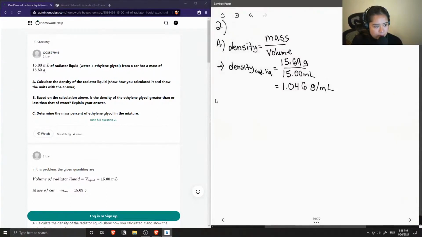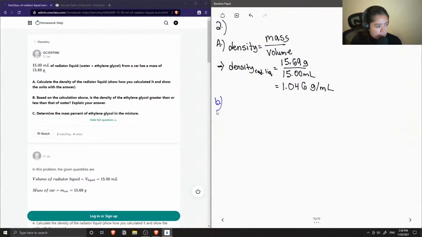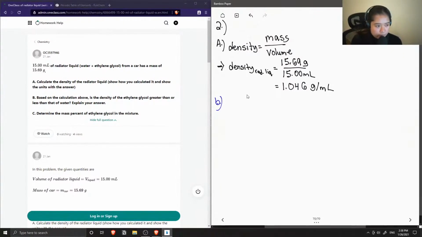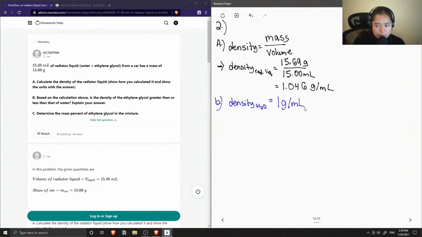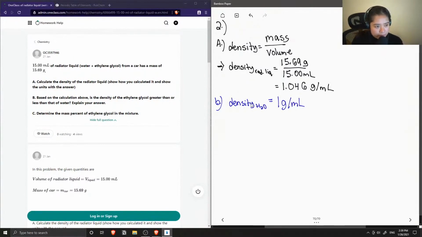Okay, so now let's do part B. Based on the calculation above, is the density of ethylene glycol greater than or less than that of water? So first, let's recall the density of water. And it's actually pretty simple. It's around 1 gram per milliliter. So that means when we have 1 milliliter of water, if we were to weigh it out on a scale, it would also be equal to 1 gram. So that's pretty easy to remember.